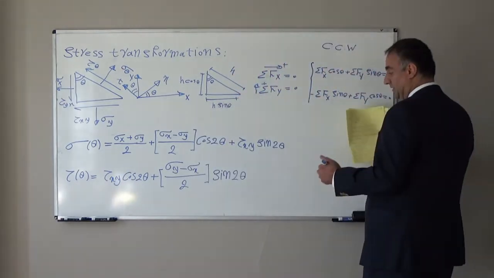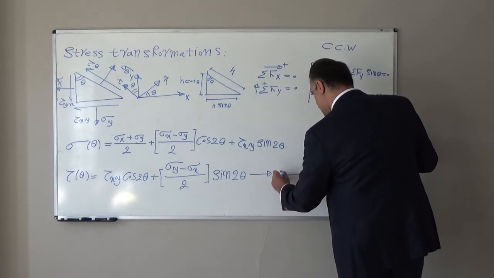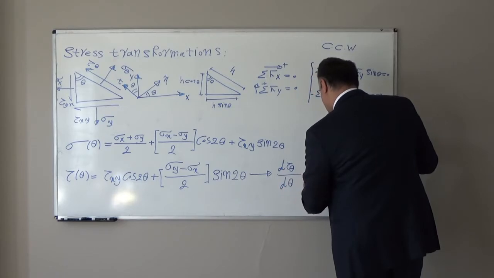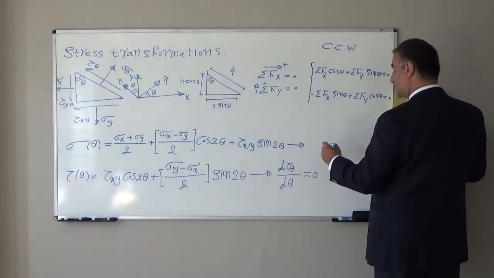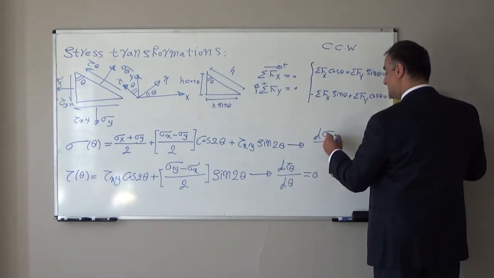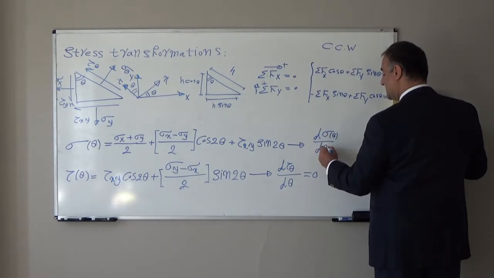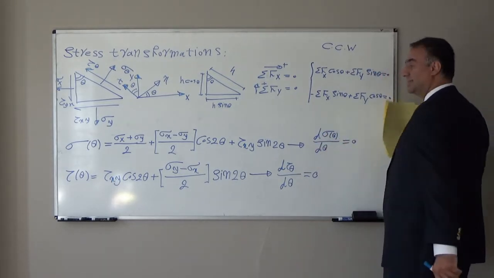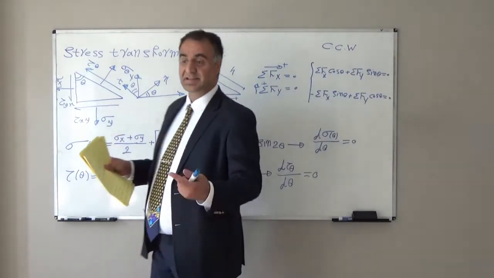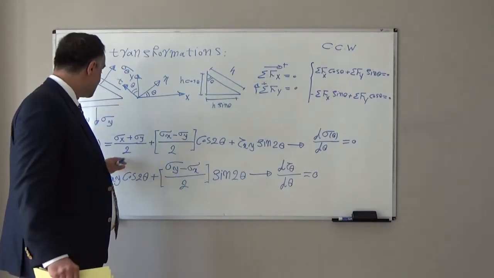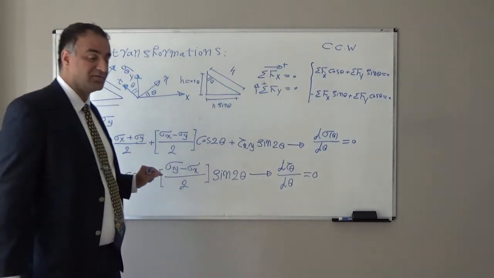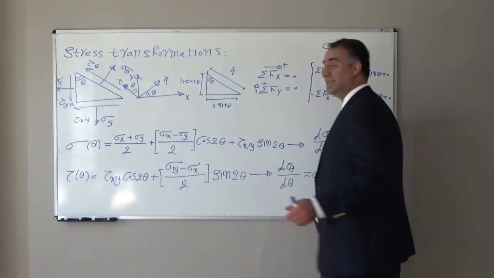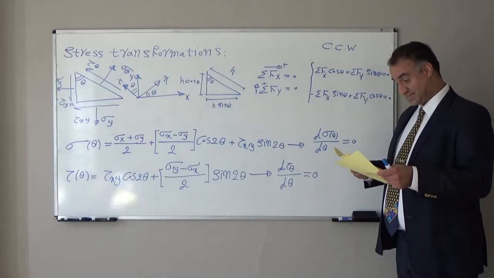In order to find that theta, we can take the derivative of tau theta with respect to theta and put it equal to 0. To find that theta for normal stress, we can take the derivative of sigma theta with respect to theta equal to 0. That will give us that theta. Then if we come back and substitute that theta in this equation, we will find the maximum value or minimum value for normal stress and the maximum value for shear stress.